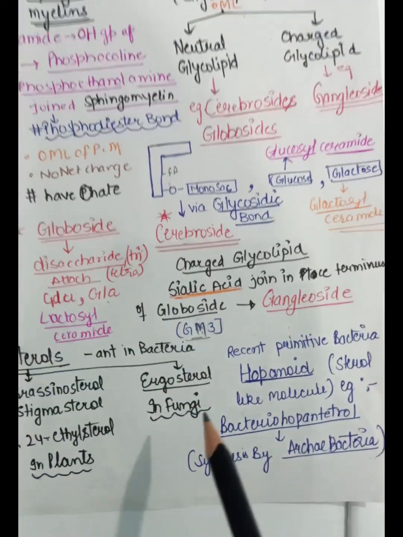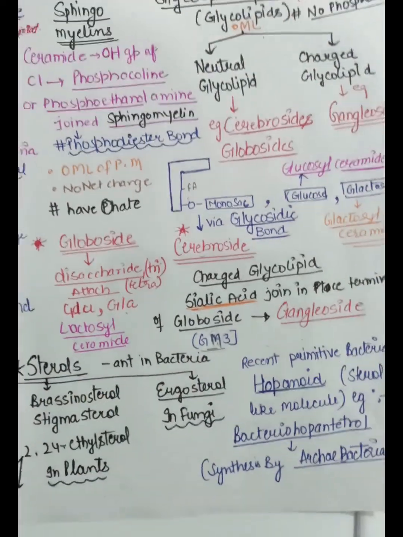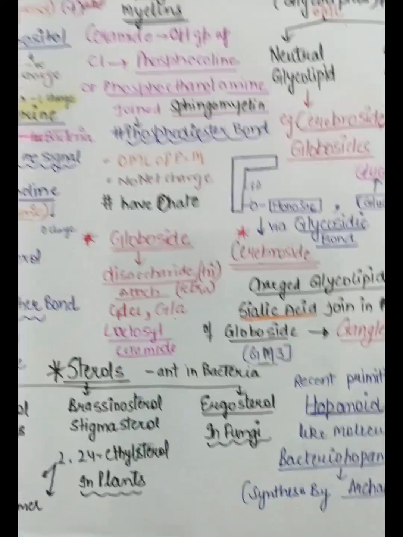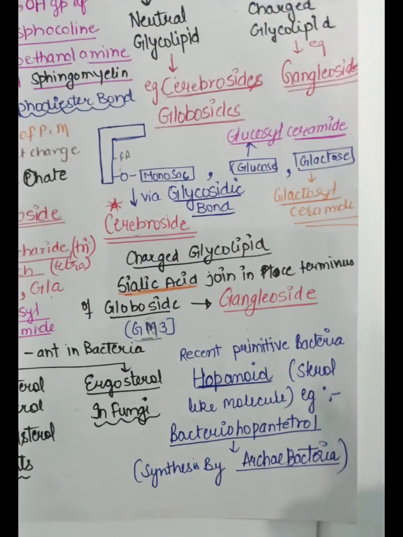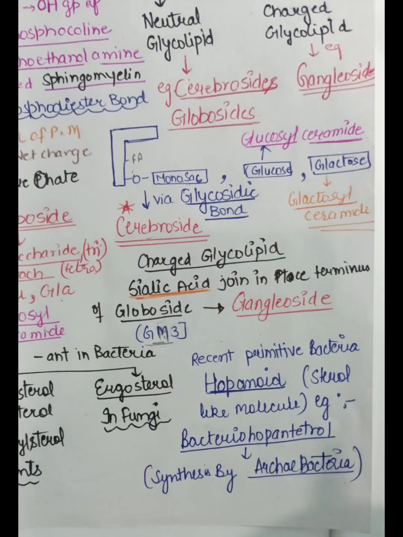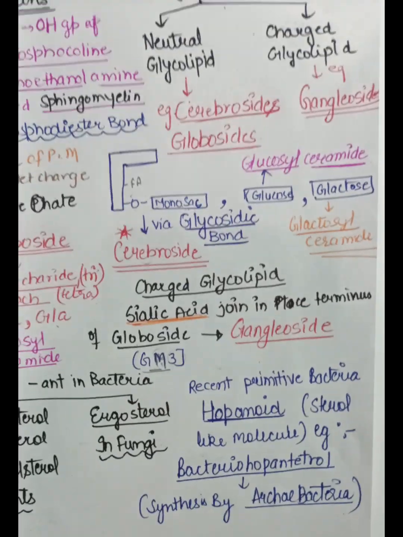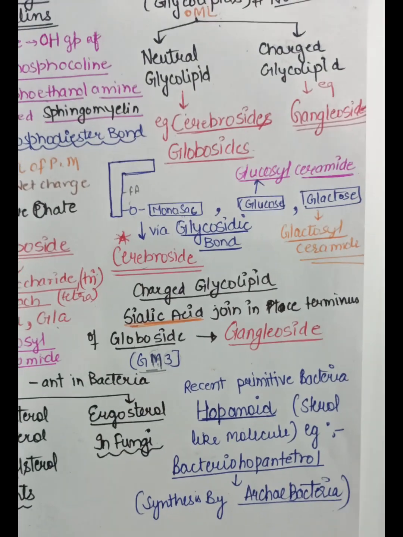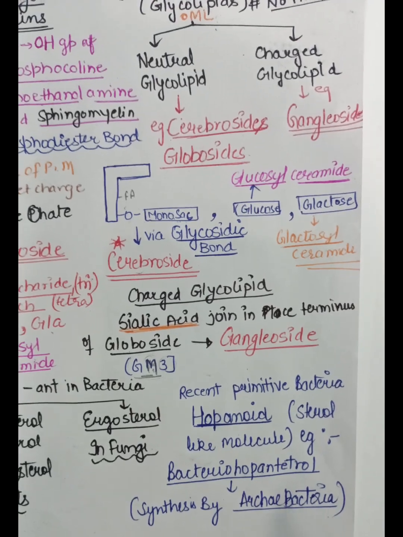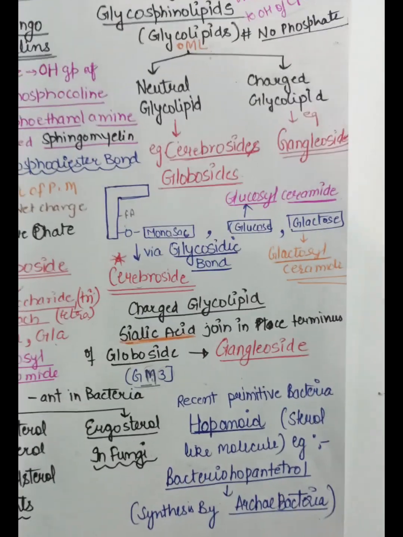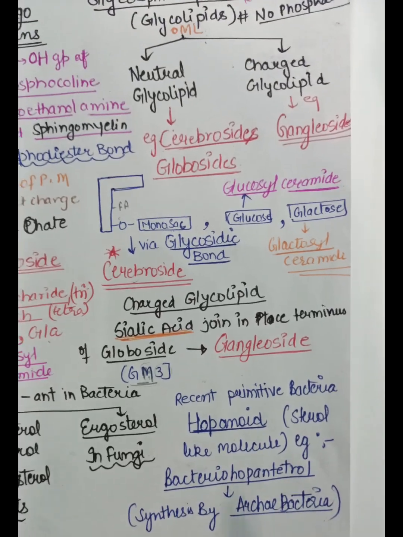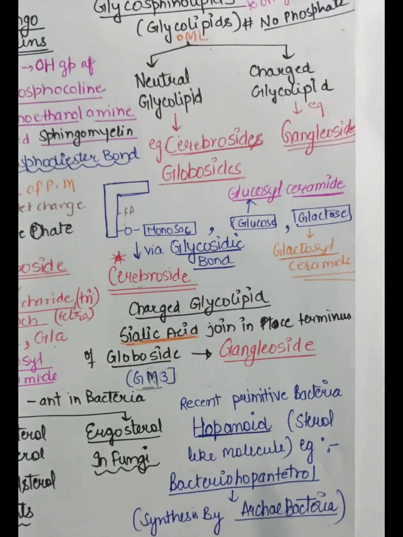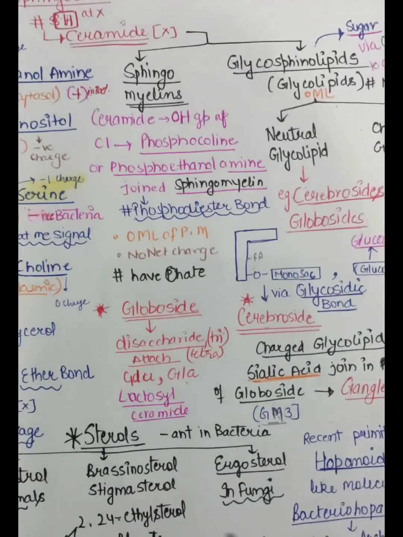But recently we have studied that primitive bacteria also contain sterol-like molecules, which are called hopanoids, and an example is bacteriohopanetetrol, which is synthesized in the archaebacteria. Majorly it is absent in bacteria. So it's just a quick revision on the lipids. Thank you.